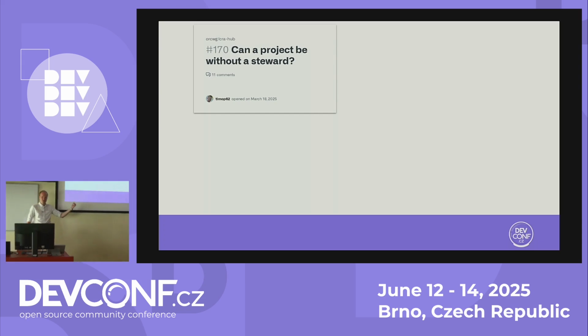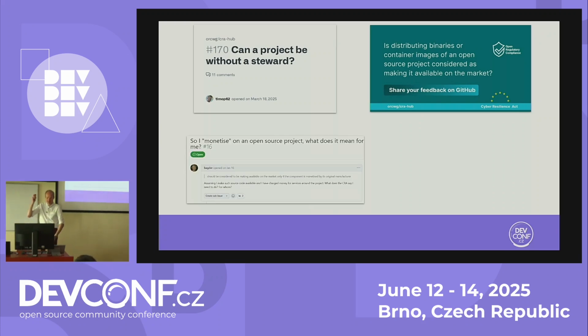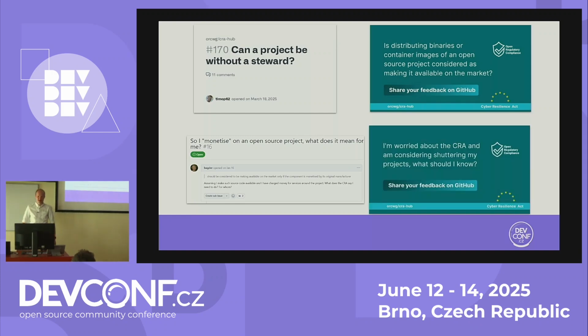Can a project be without a steward? Is distributing binaries or container images of an open source project considered as making it available on the market itself, right? Am I in scope of CRA if I'm doing just this, okay? So I monetize an open source project. What does it mean for me in general? Good question. I'm worried about this CRA and I'm considering shutting down my projects. What should I know? What you should do is not shut down your project, right?